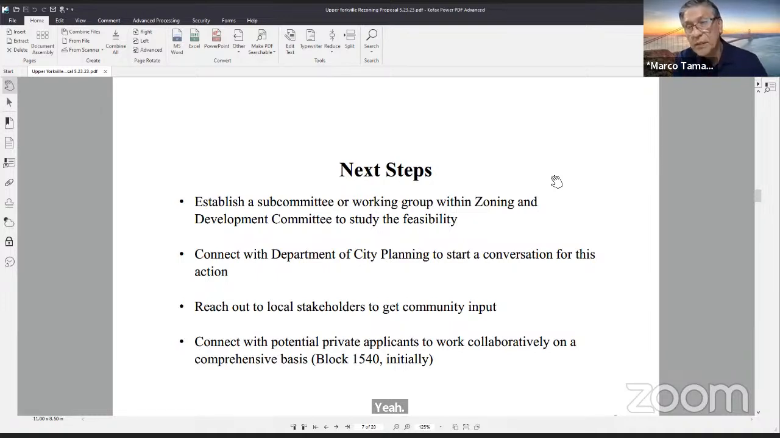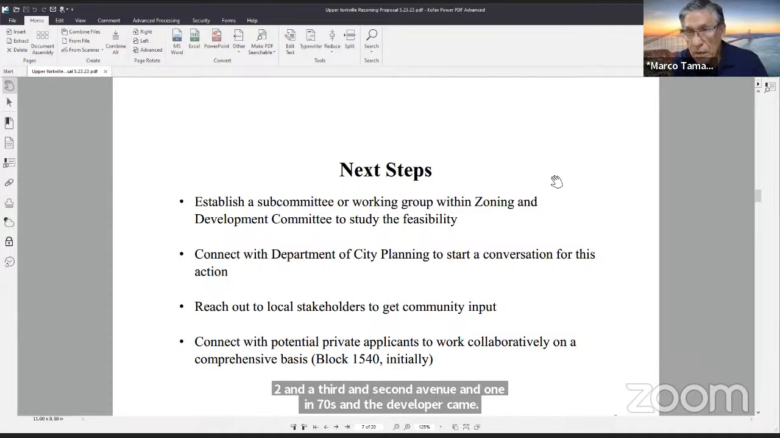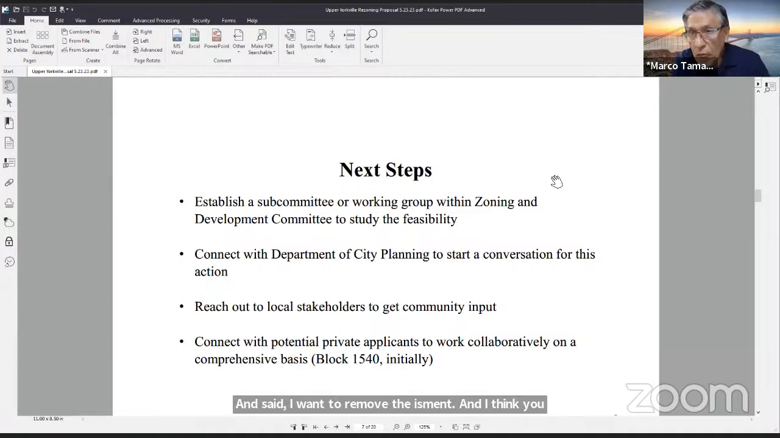What is calling my attention in your statements is that we had a chance to fight with the developers, three developers actually: two on 83rd and Second Avenue and one on 72nd. The developer came and said, I want to remove the easement, and I think you voted in favor of the developers. But why didn't we have a chance?